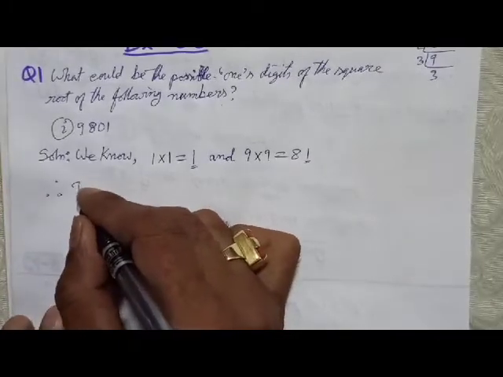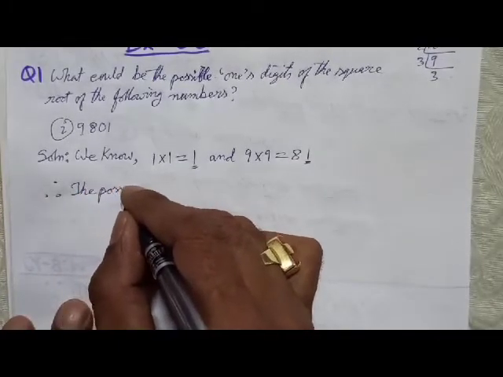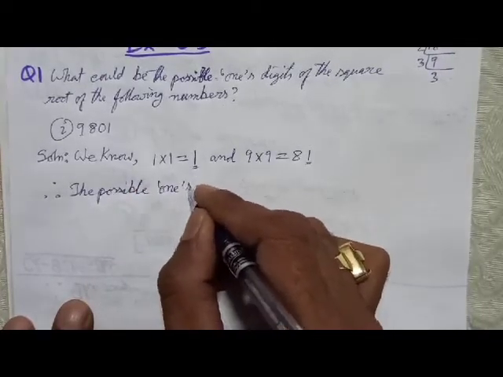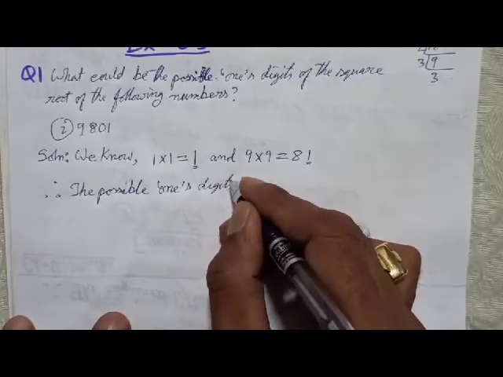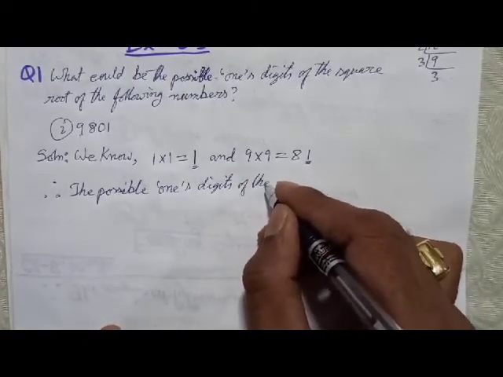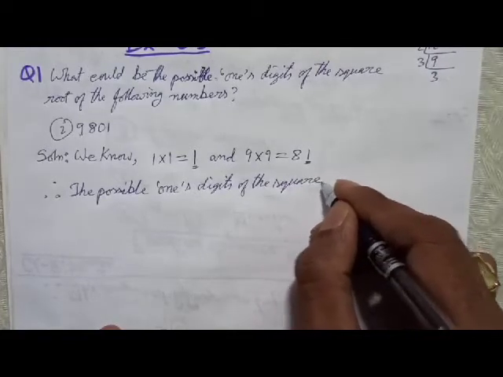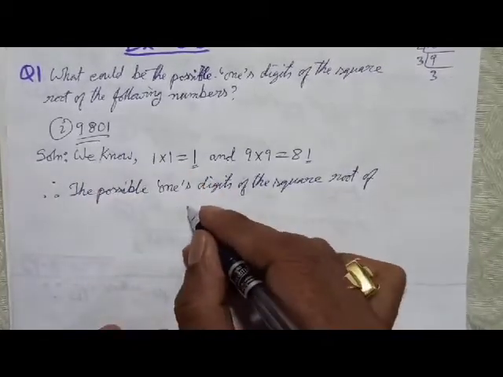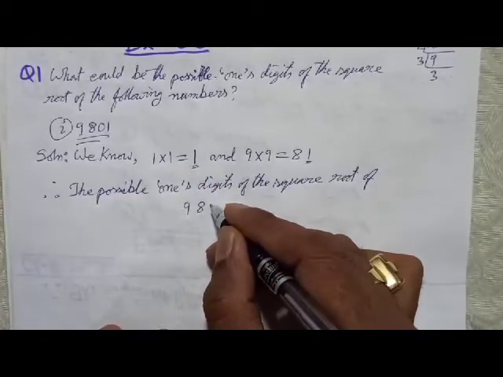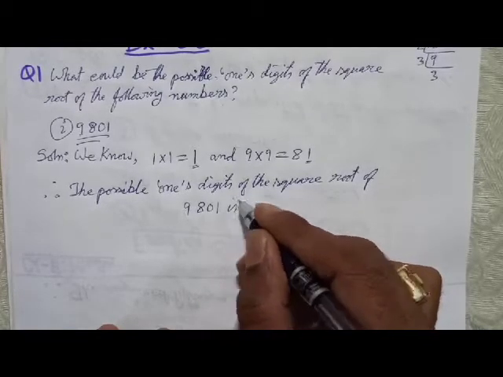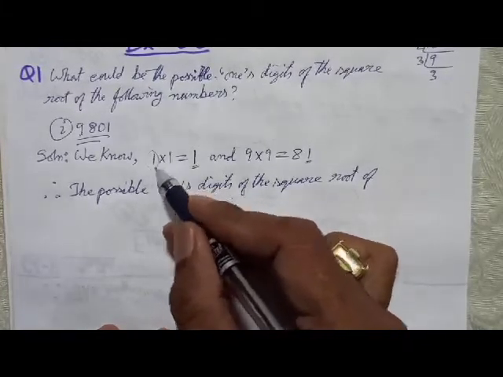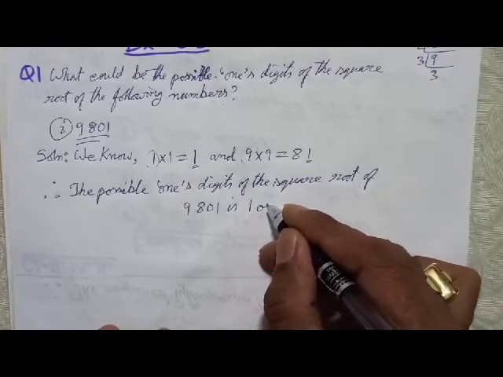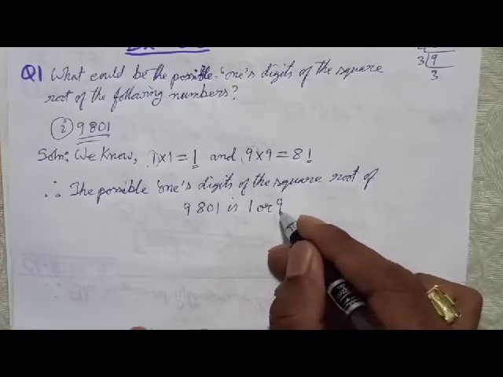Therefore, the possible ones digits of the square roots of this given number 9801 is, that may be this number 1 or this number 9. So 1 or 9. 1 and 9 is the answer.